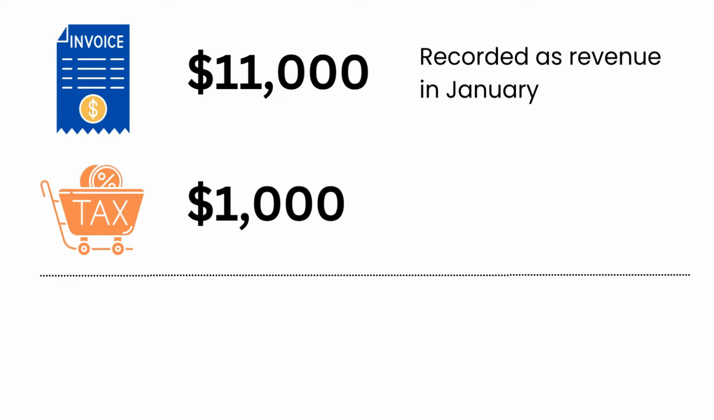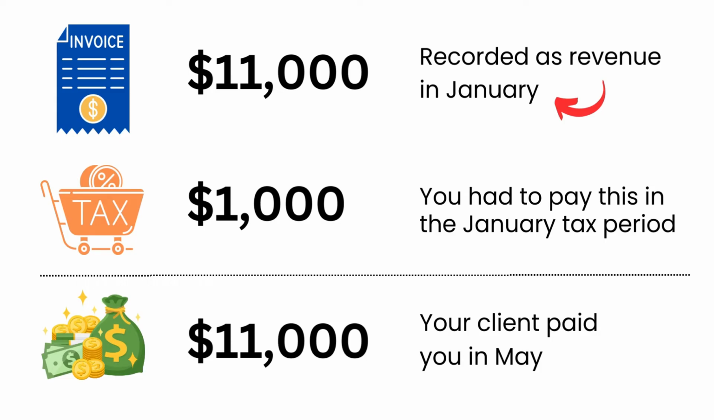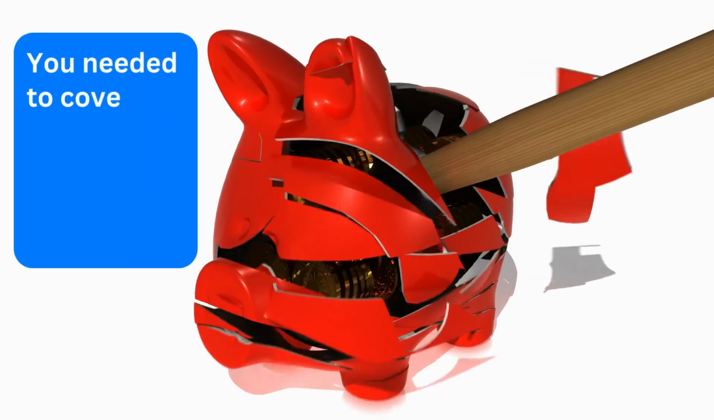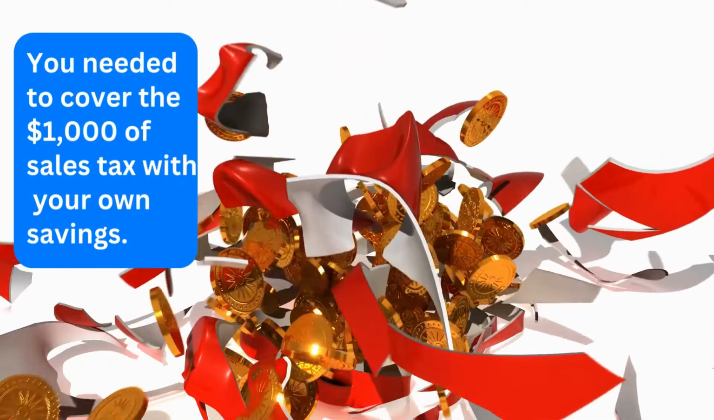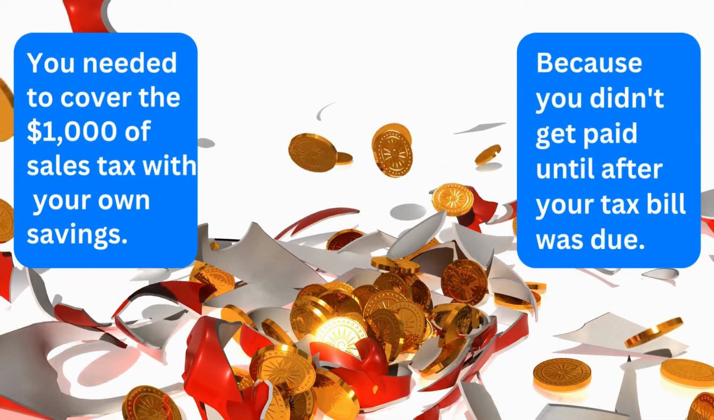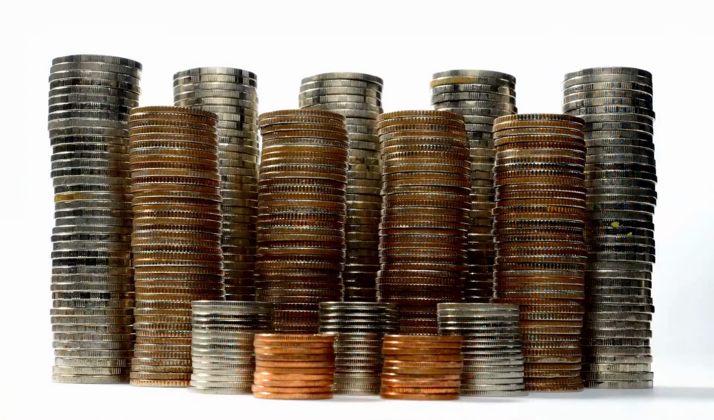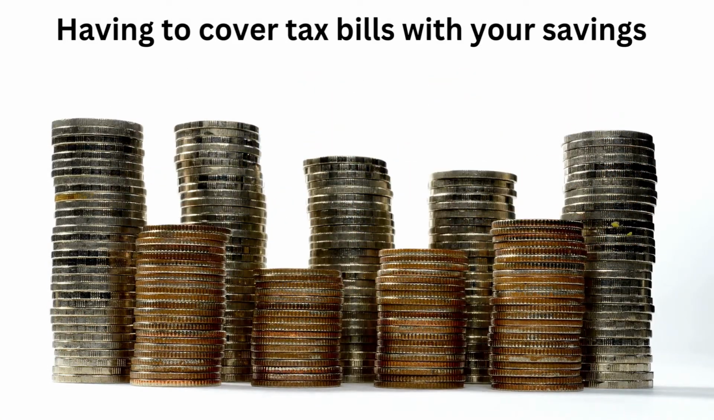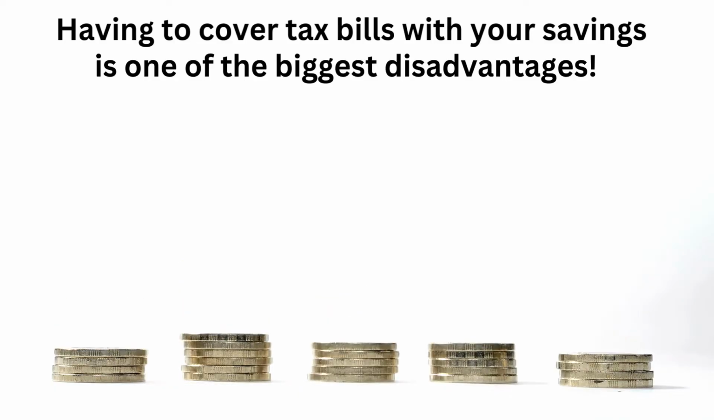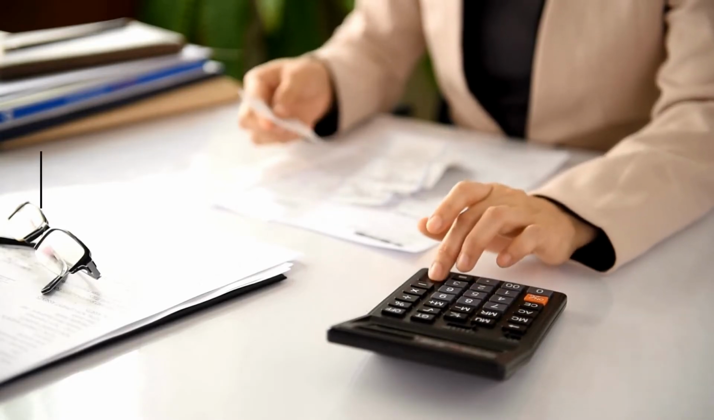Let's then say that your client didn't pay you until May, but because your invoice was counted as revenue in January, you had to pay $1,000 of sales tax to the tax office in that tax period. This means you needed to cover the $1,000 of sales tax for this particular invoice with your own savings, because your client didn't pay you the $11,000 until after your tax bill was due. So as you can see, having to cover tax payments with your savings is one of the biggest disadvantages of the accrual accounting method. But despite this problem, the accrual accounting method does have advantages.